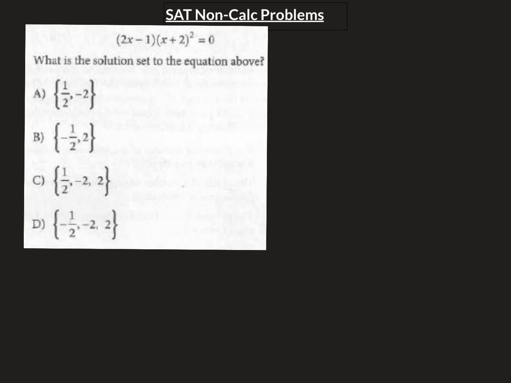Hey everyone, in this video we'll be going over some SAT non-calculator problems. So problem number 1 is (2x - 1)(x + 2)² = 0. What is the solution set to the equation above?